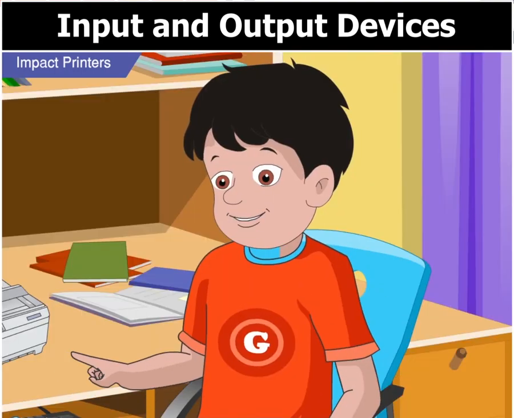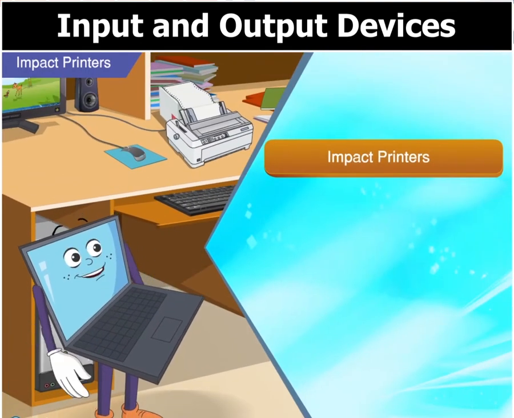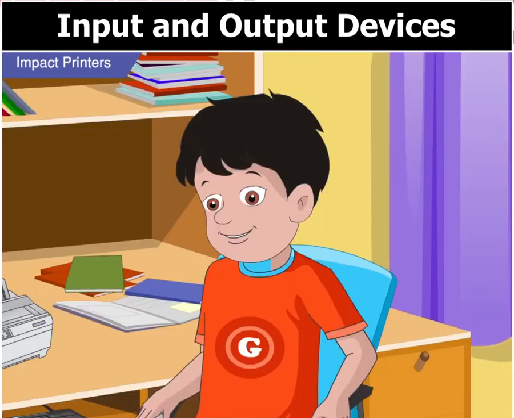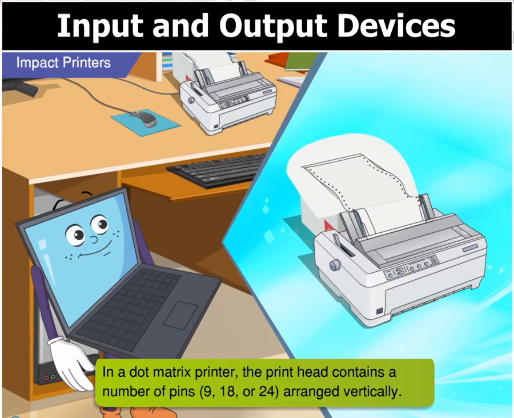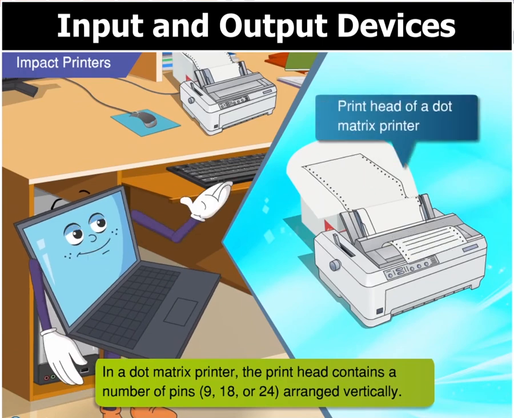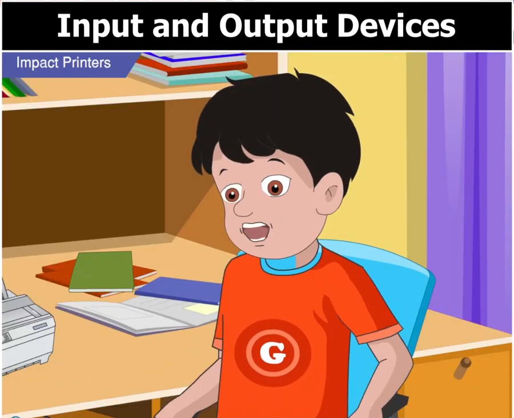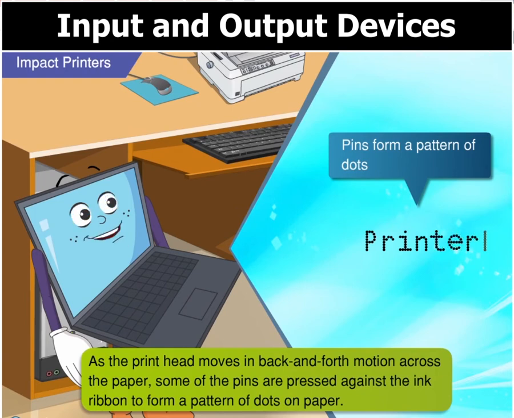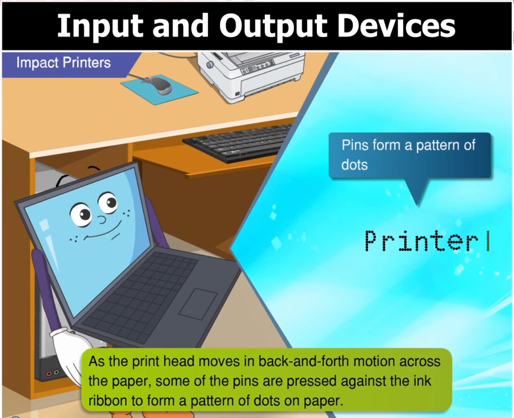Okay, can you give me examples of some impact printers? Some examples of impact printers are dot matrix, daisy wheel, and line printers. Oh, so many different types. How do they work, Toggle? Let me explain with the help of a dot matrix printer. In a dot matrix printer, the print head contains a number of pins arranged vertically. And what do these pins do, Toggle? As the print head moves in back and forth motion across the paper, some of the pins are pressed against the ink ribbon to form a pattern of dots on paper.